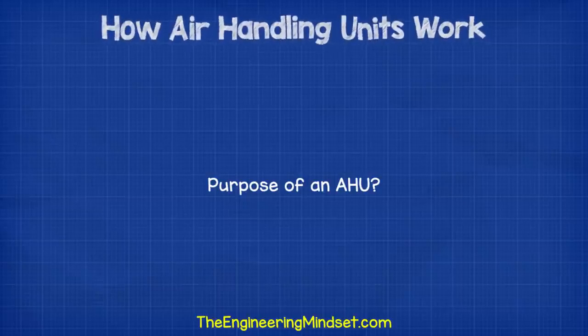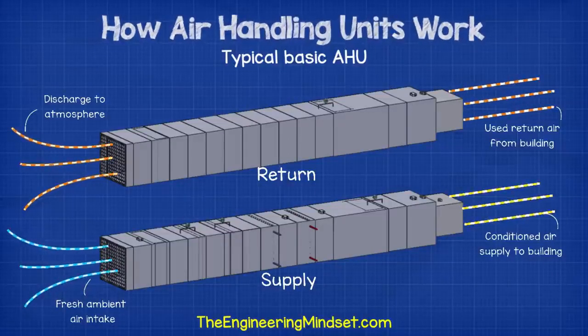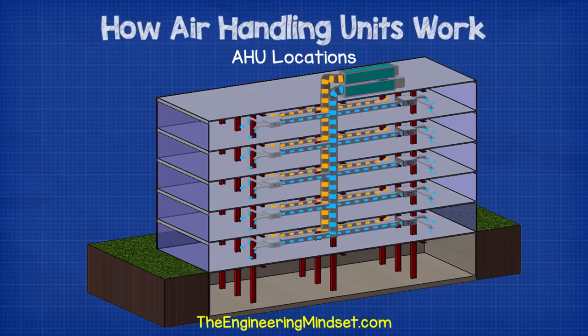Air handling units condition and distribute air within a building. They take fresh ambient air from outside, they then clean this, heat it or cool it, maybe humidify or dehumidify it, and then they'll force it through some ductwork around to the designated areas within the building.